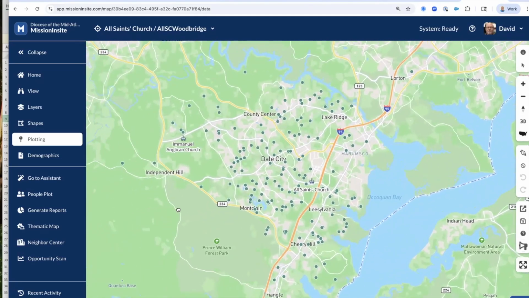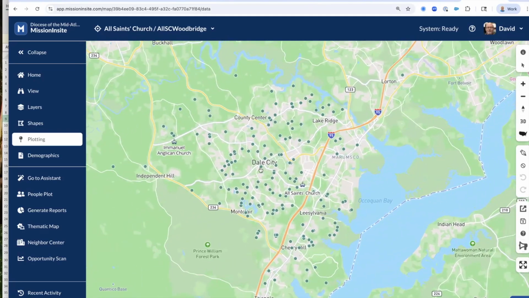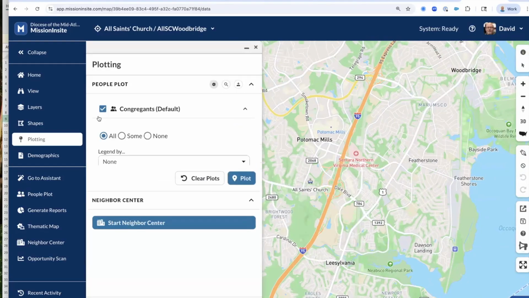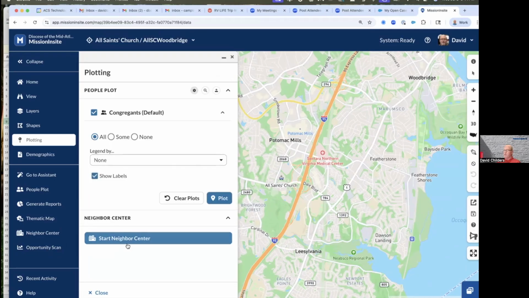So you're recording. And so now then I have plotted this congregation. Let me do it again just to make sure. And you know that you can go back to clear map from here. And that takes us back to where we started. And then I'm going to come in and plot congregants, include labels, which includes the name, and plot them.